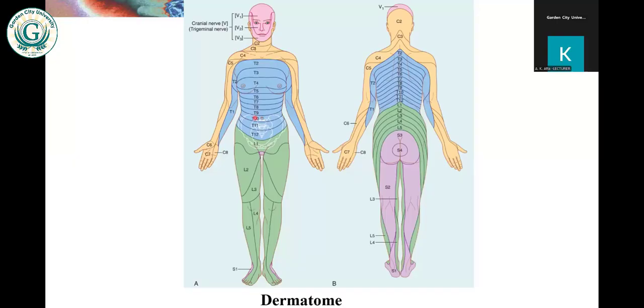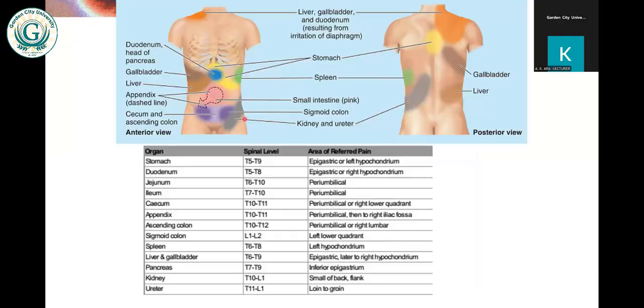But when the parietal peritoneum is involved, that is when you'll be able to say that the pain is coming from here. Why? Because the parietal peritoneum is not supplied by autonomic nerves. It is supplied by somatic nerves. So in that case, you'll be able to pinpoint that the pain is coming from the right iliac fossa. The visceral peritoneum is innervated by autonomic nerves; the parietal peritoneum is innervated by somatic nerves.